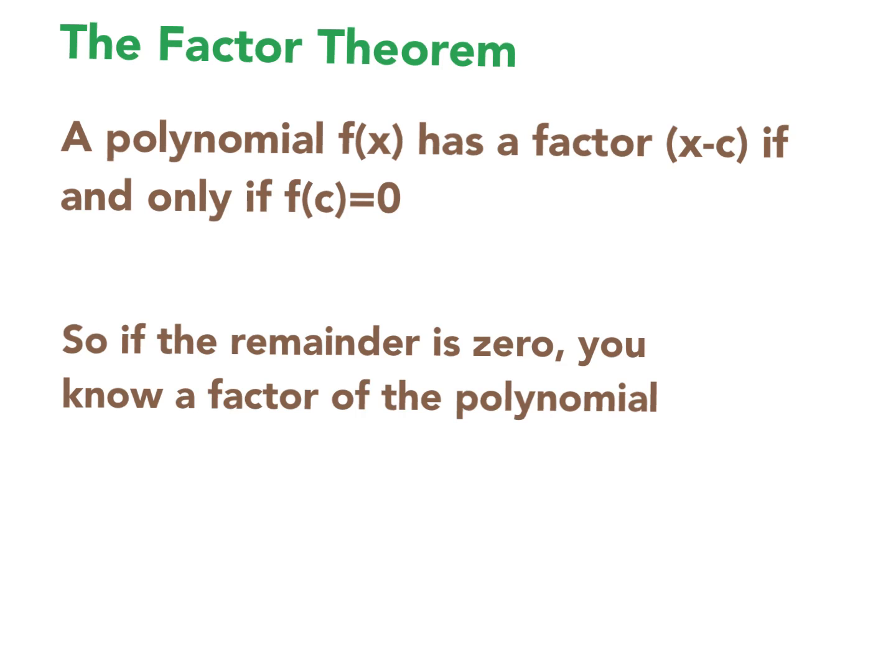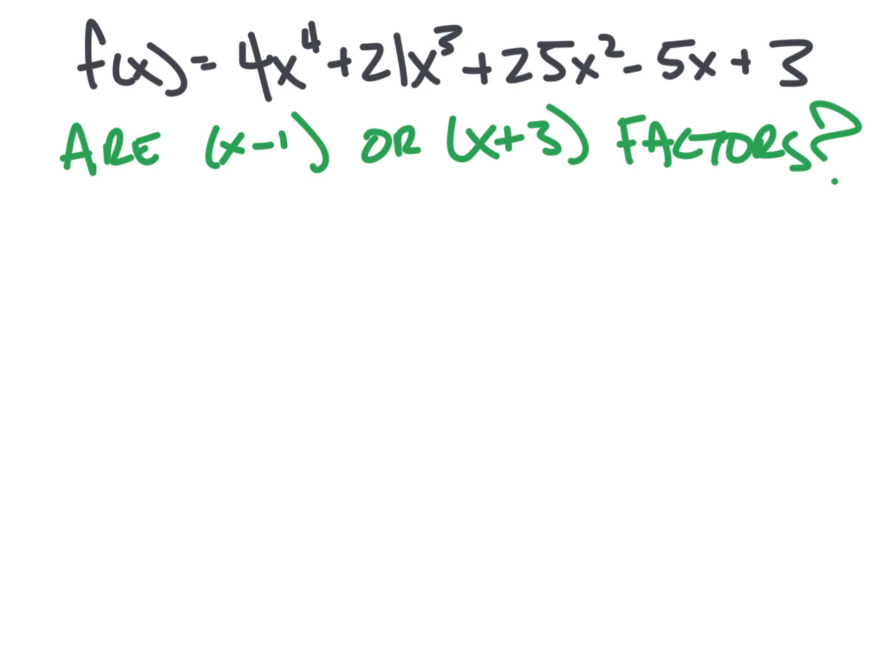The factor theorem says a polynomial f of x has a factor x minus c if and only if f of c equals 0. So if you get a remainder of 0, you know that you have a factor of the polynomial. So here, let's try it. We're going to see if x minus 1 or x plus 3 are factors of this polynomial using synthetic division. So we'll just divide it in half and try this on your own. I mean, it's just the same thing over and over. So pause the video and then let's check.